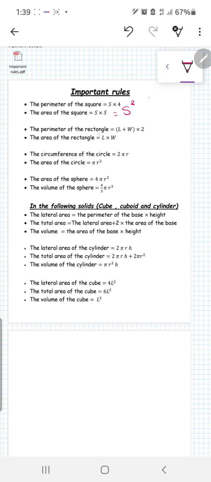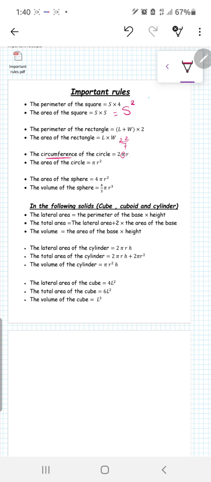The perimeter of the rectangle equals length plus width, all times 2. The area of the rectangle equals length times width. The circumference of the circle, meaning the perimeter of the circle, equals 2 pi r. Pi is 22 over 7, and r is the radius length of the circle. The area of the circle is pi r squared.